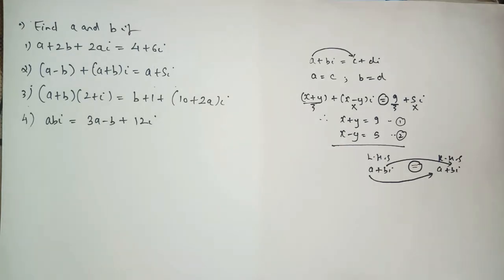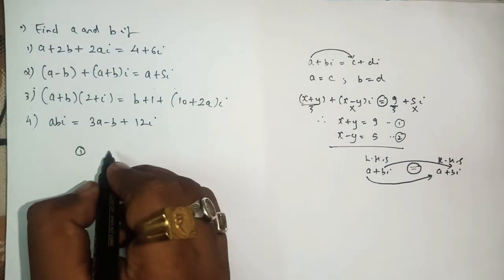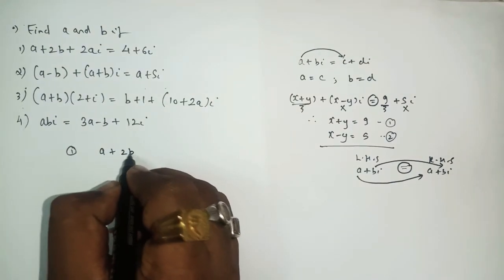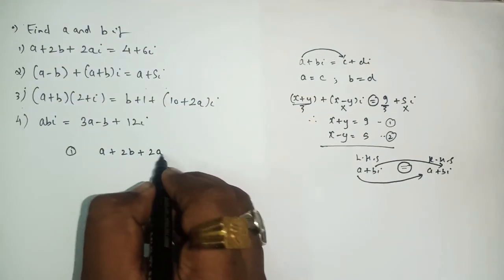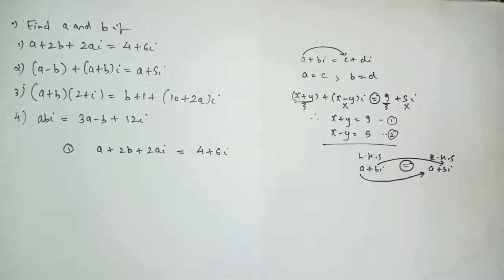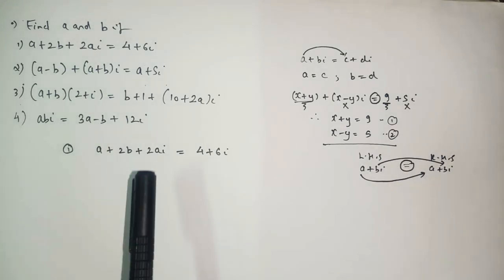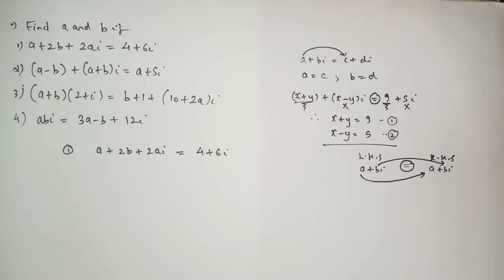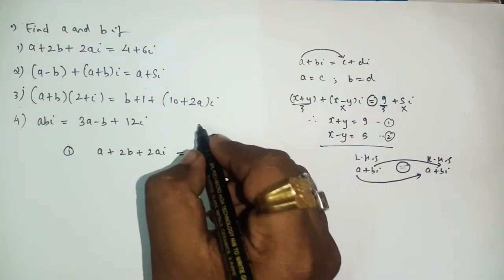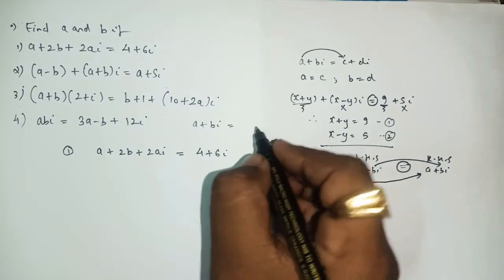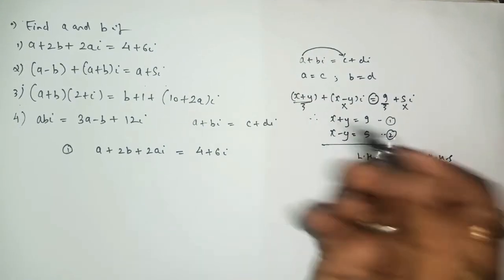So the first sum says that a plus 2b plus 2ai is equal to 4 plus 6i. As clearly we can see that in the left hand side we have three terms, and in the right hand side we have two terms. The property says that in the left hand side a plus bi should be there, and in the right hand side it should be c plus di.